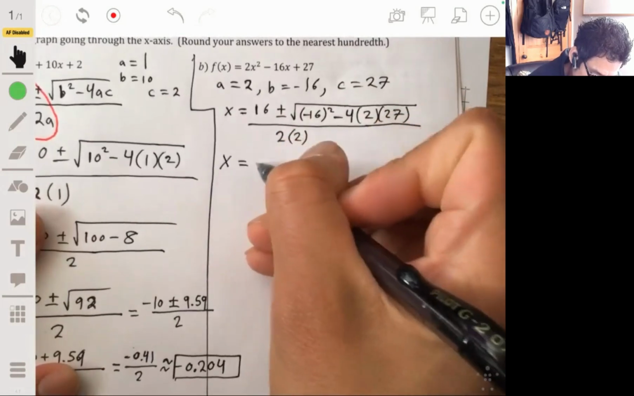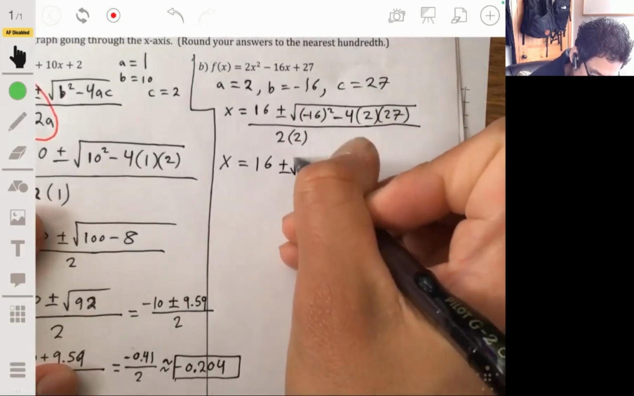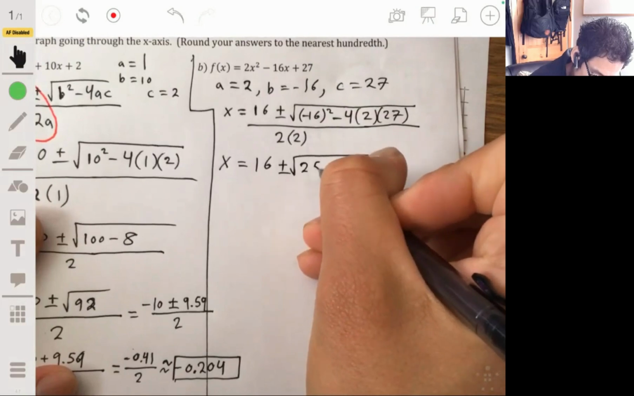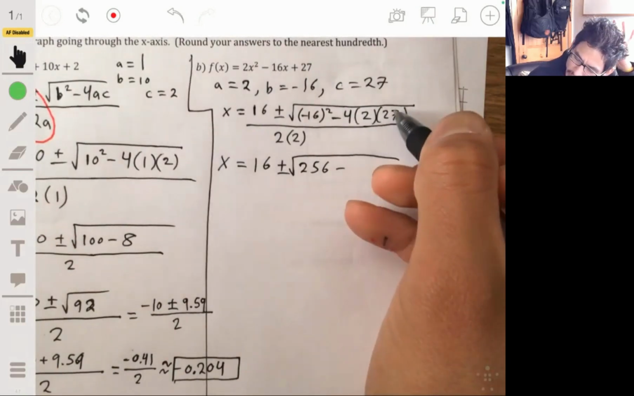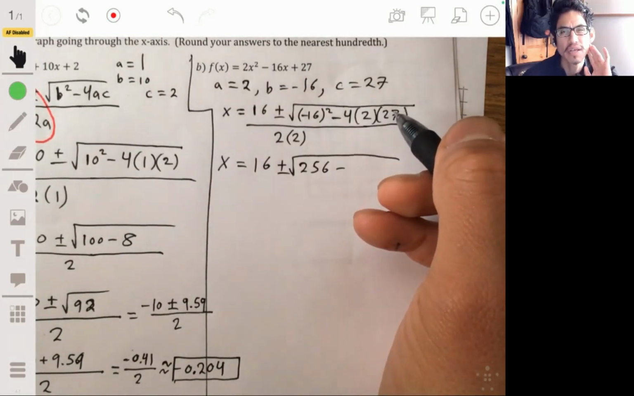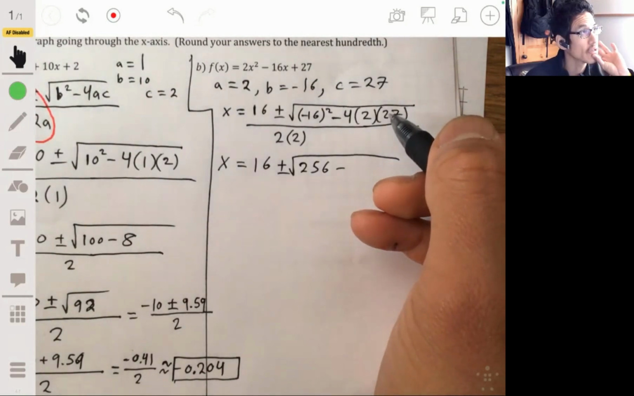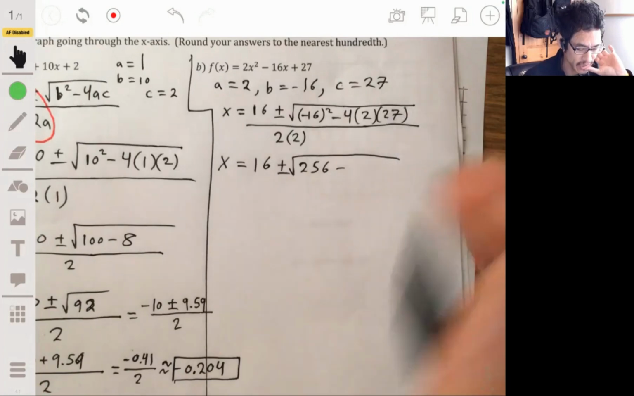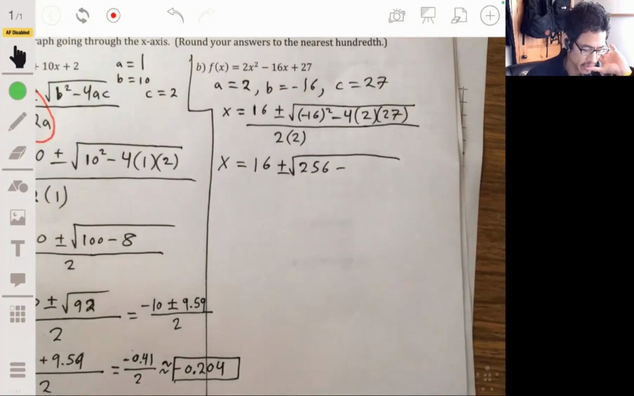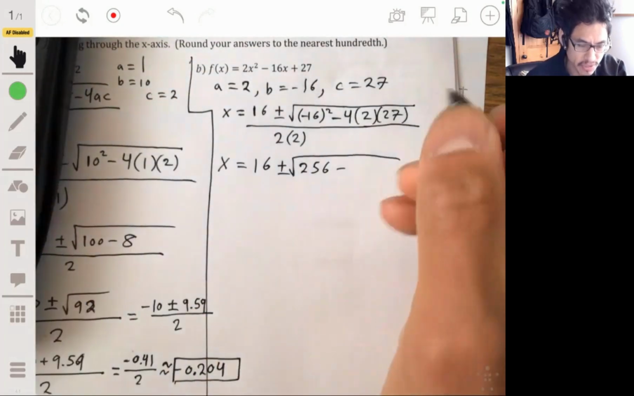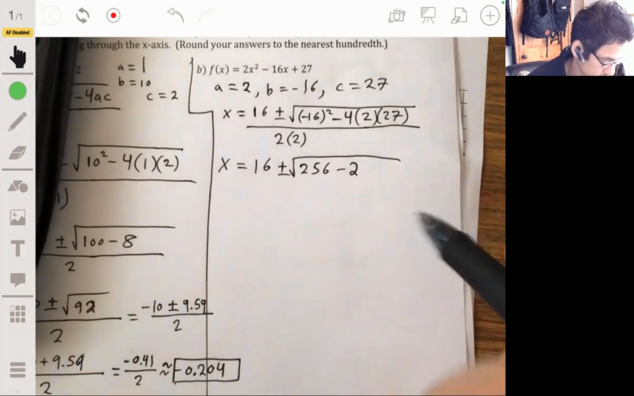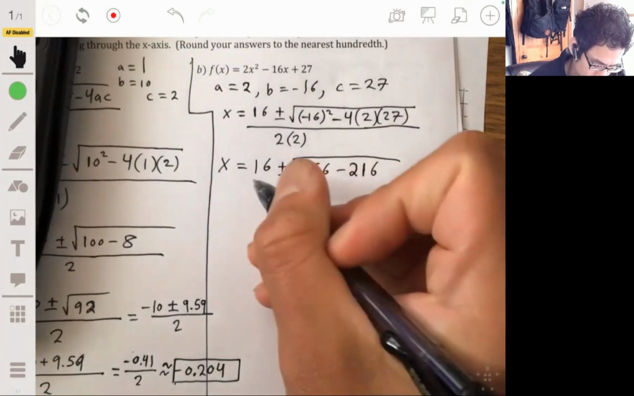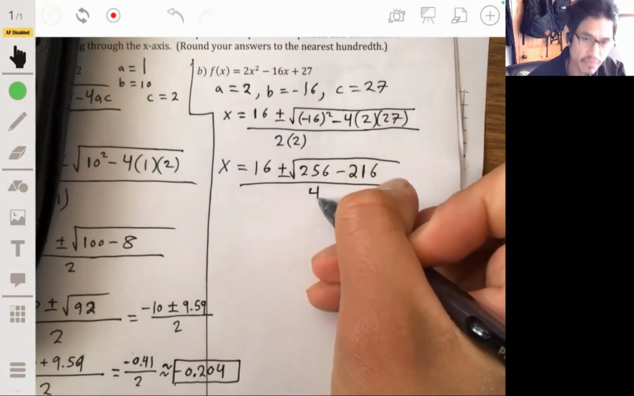So x will be 16 plus or minus, 16 squared is 256, minus 4 times 2, 8, 8 times 27. 8 times 25 is 200, right? So this would be 208. Let me just double check to make sure. No, 216. Yeah, there you go. 216. So minus 216, all over 4.